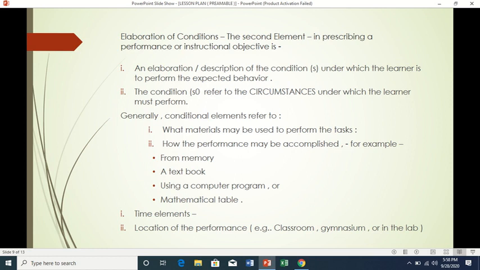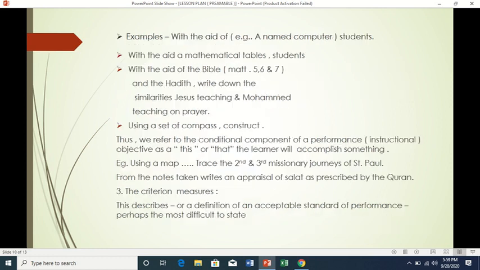So it should show the time element, the specified time, and then the location of the performance also can come in. Are the children going to do the exercise in the classroom or a gymnasium or a laboratory for science students? These are specifications of the condition under which an activity is going to take place.